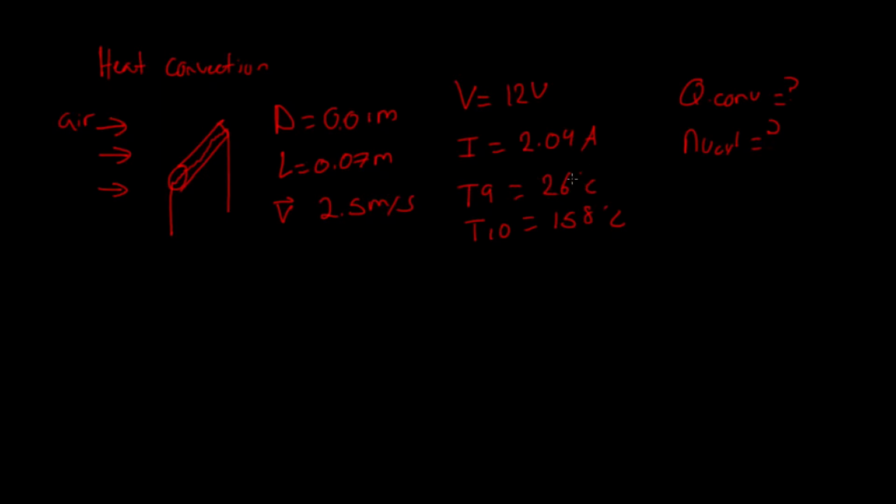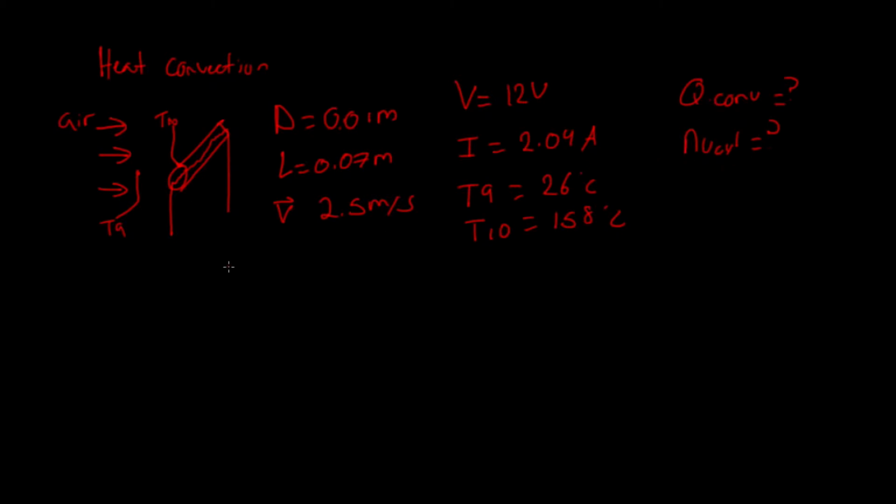Now, 26 degrees Celsius, that's room temperature. So this is, let's say, somewhere around here. This would be T9. And T10 is on the surface of our cylinder. So let's say something like that would be T10. All right, and obviously T10 is the one getting power, so this is a lot hotter than room temperature. Okay, that makes sense. All right, now how are we going to get our Q convection and our Nusselt number?